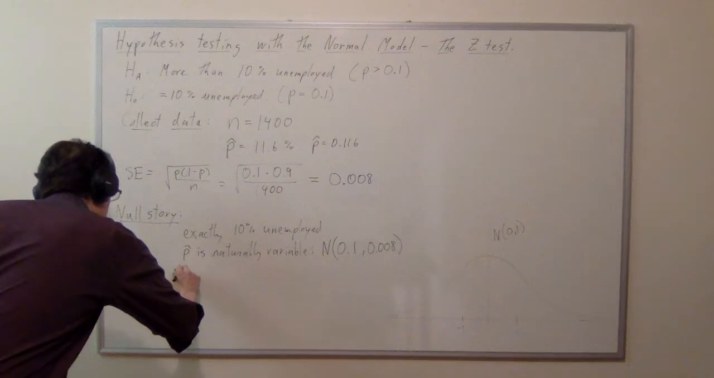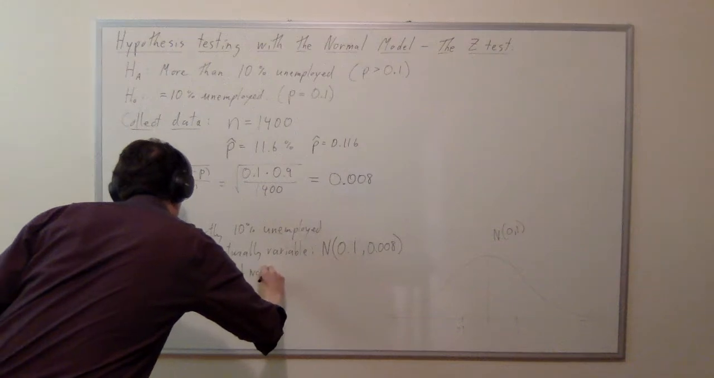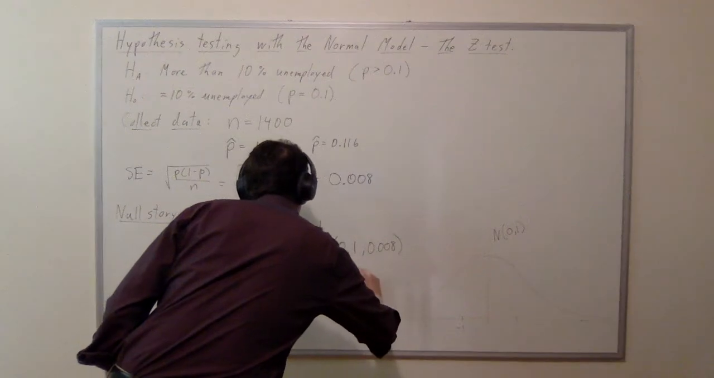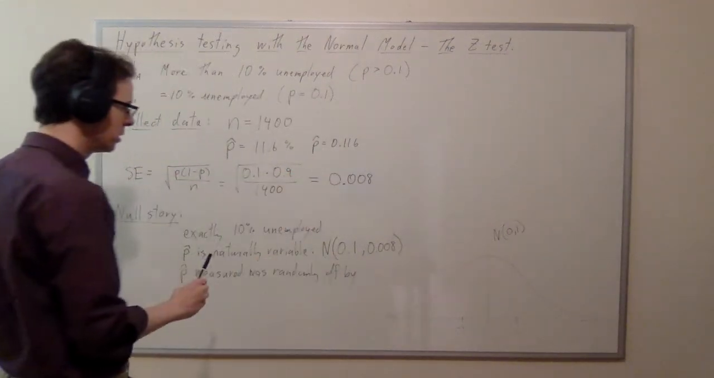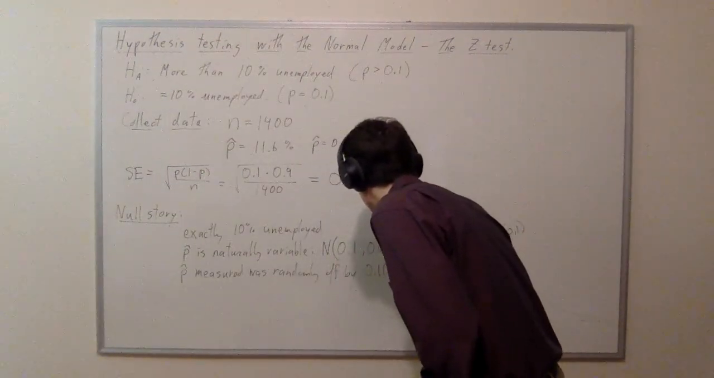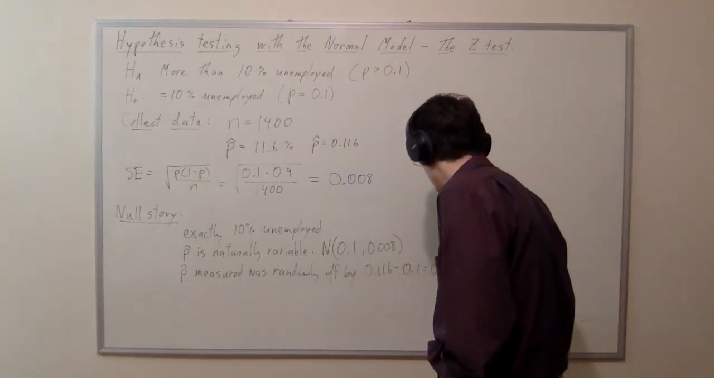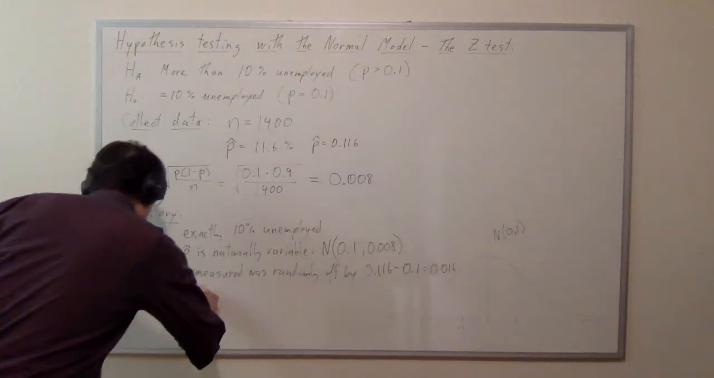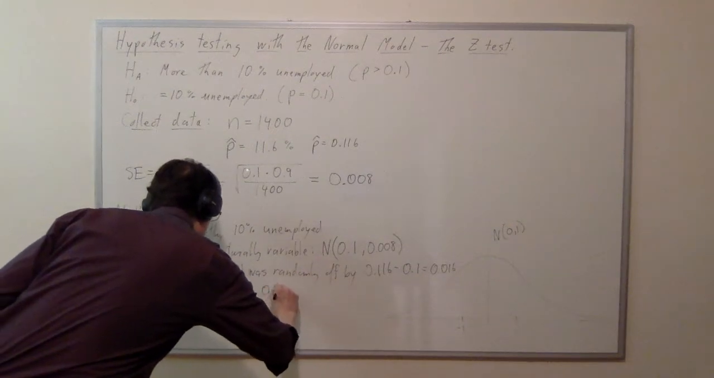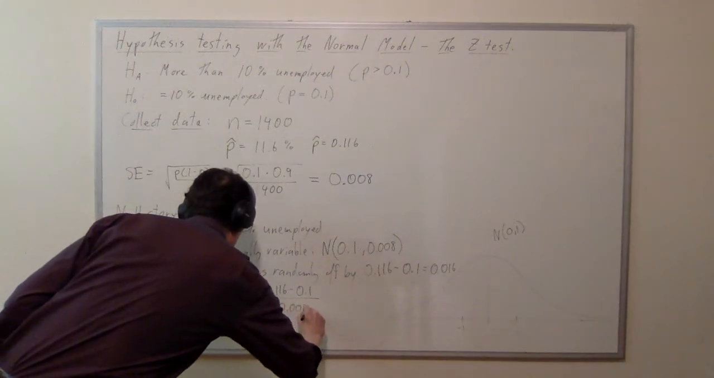So p hat measured was randomly off by how far? Well, this much minus that. So it was off by 0.116 minus 0.1, which is 0.016. And the z-score is 0.116 minus 0.1 divided by 0.008.